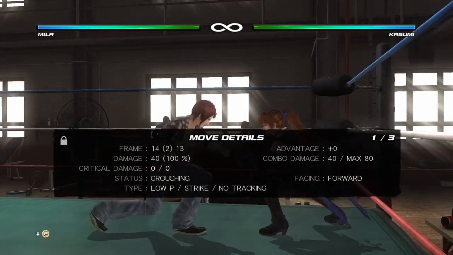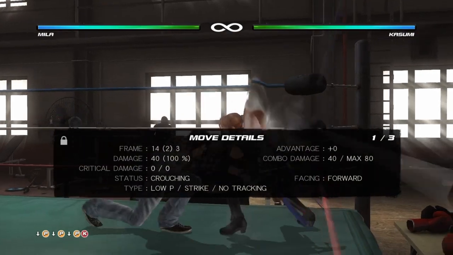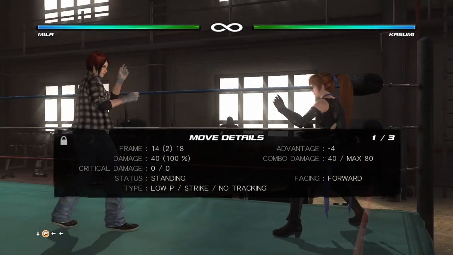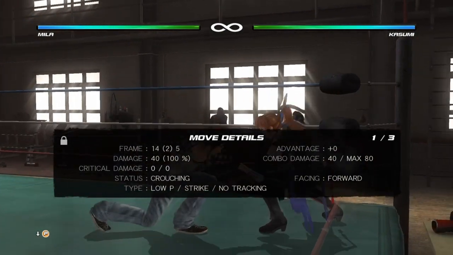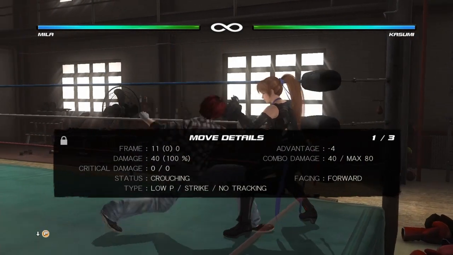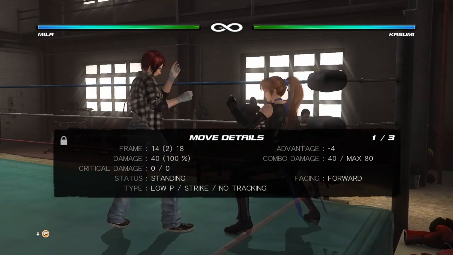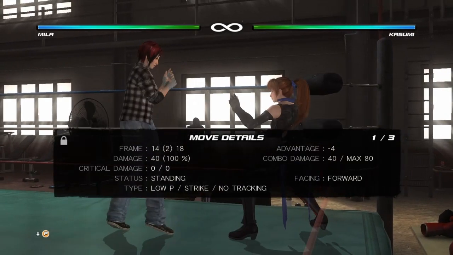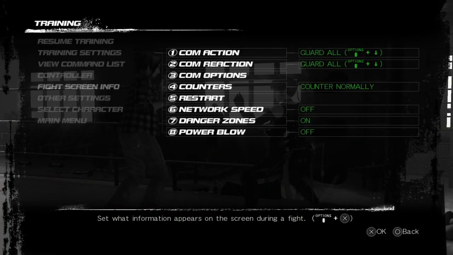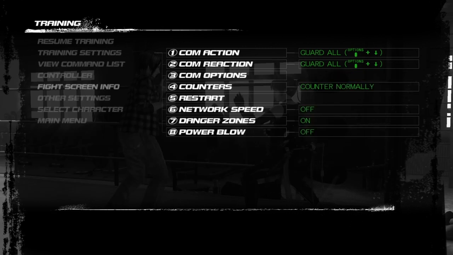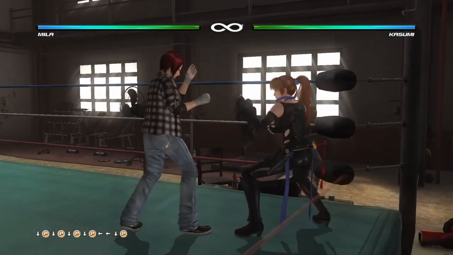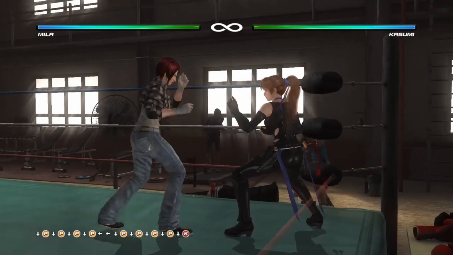Alright, so that's down punch. Have anything after it? Nothing. So what's good about it? -4 low punch. I thought it was a mid punch. It's a low. Wow. That is very deceitful. Maybe it's because I can't see it because of the frame data. Let's take that off for a few seconds. Move details off. Oh, that looks like a mid to me. But the crouching, so that probably means it's a low.